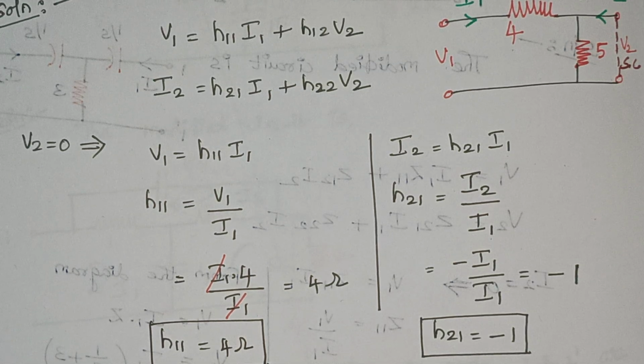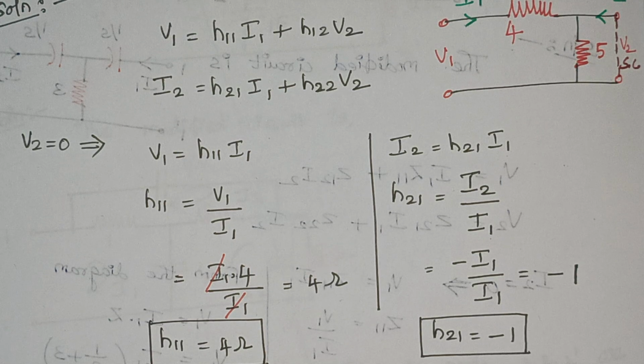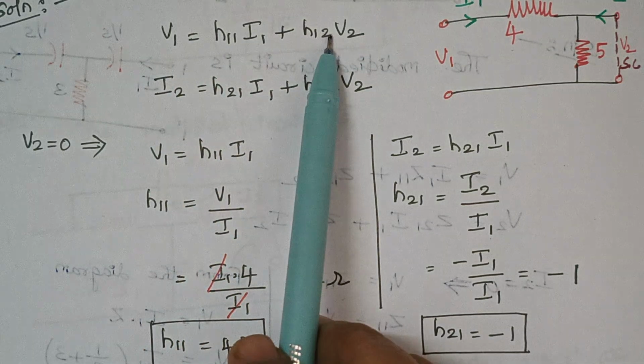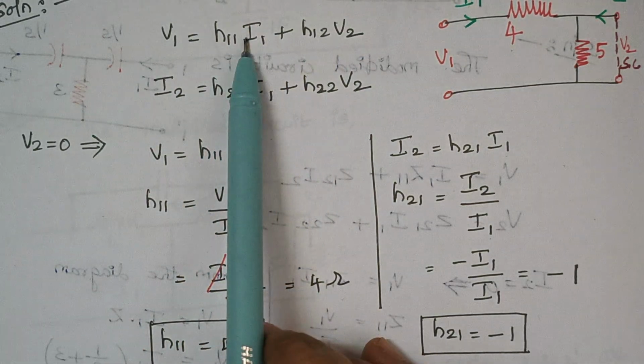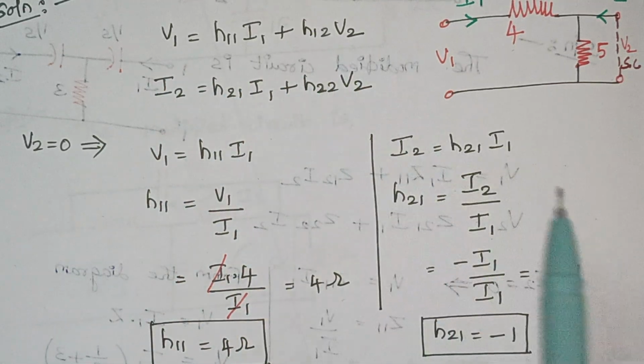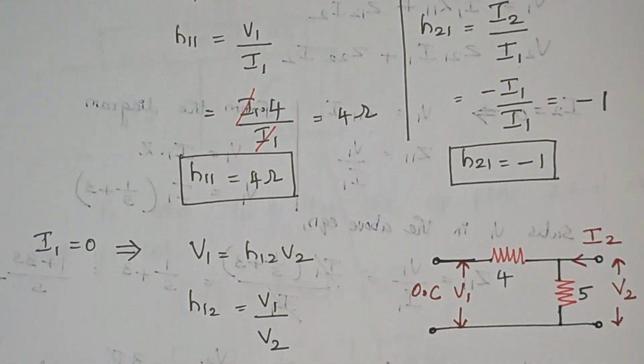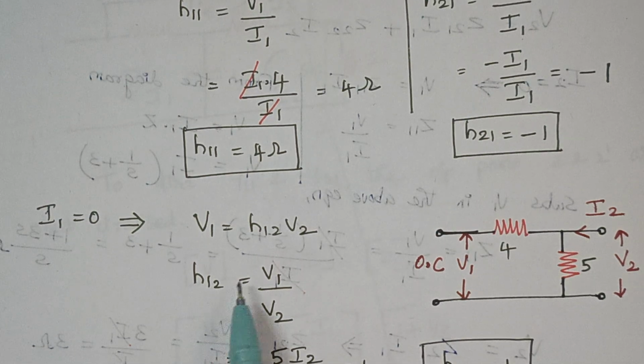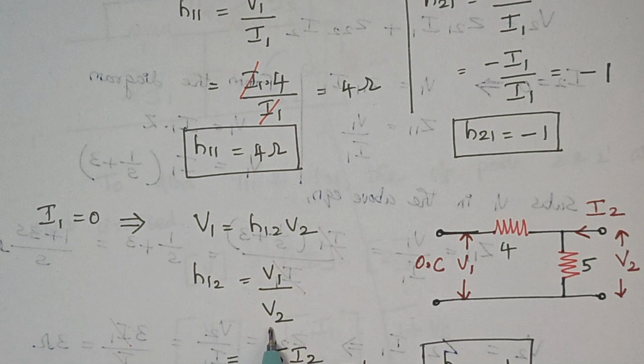Now we are going to find the remaining two parameters. For that we are going to make the value of I1 as 0. In this expression, when I1 is made 0, what are the remaining terms? V1 is equal to H12 V2. So what is H12? H12 is nothing but V1 by V2.